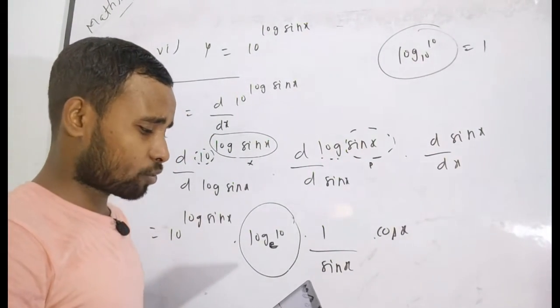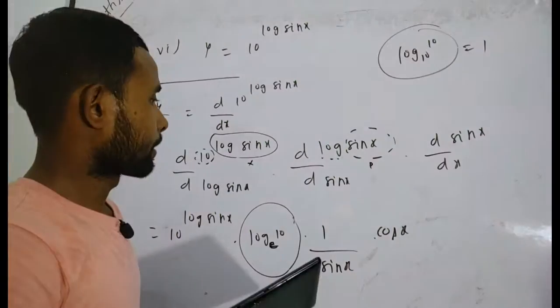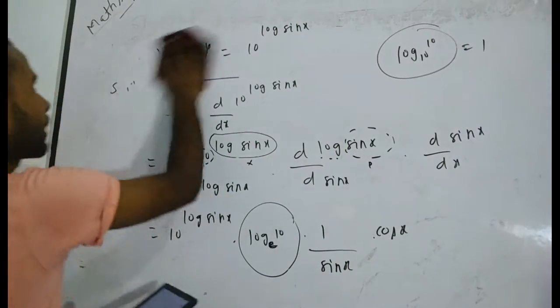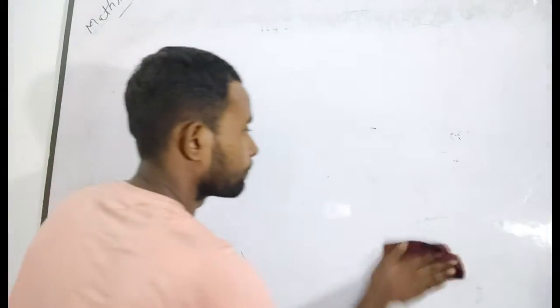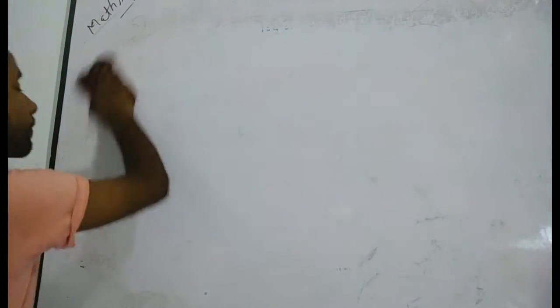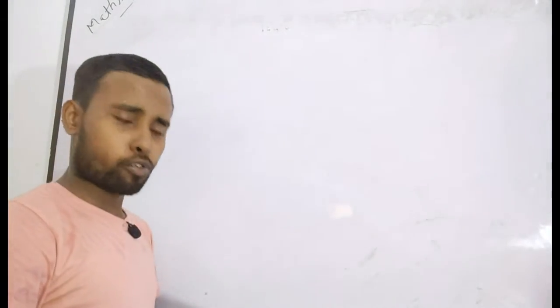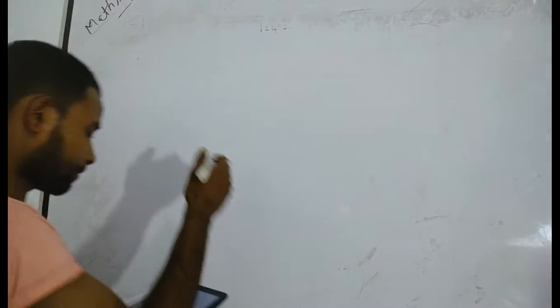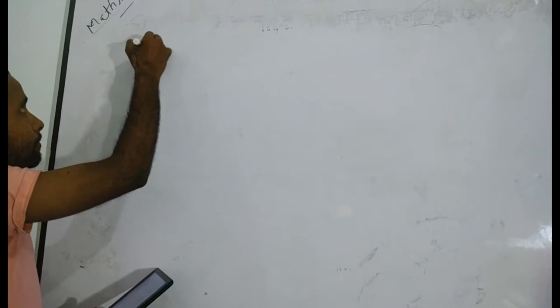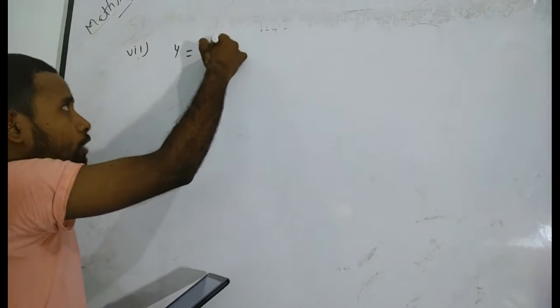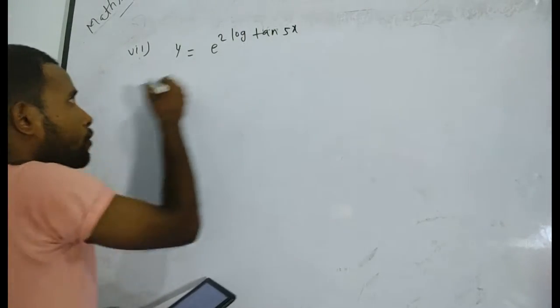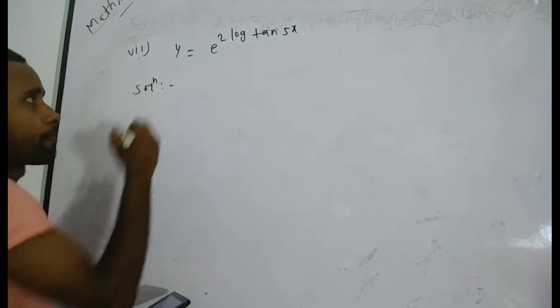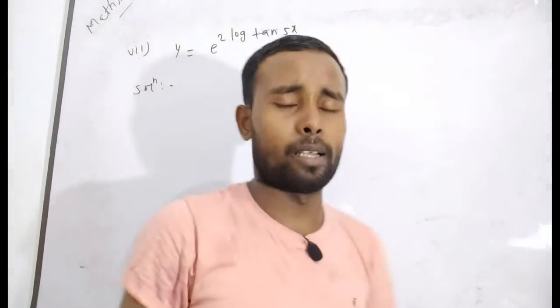Again take the next question, question 7. There is no space, that's why I want to rub this part. See here, question 7. y is equal to e to the power 2 times log tan 5x. Now you have to solve this question. How can you solve this problem?